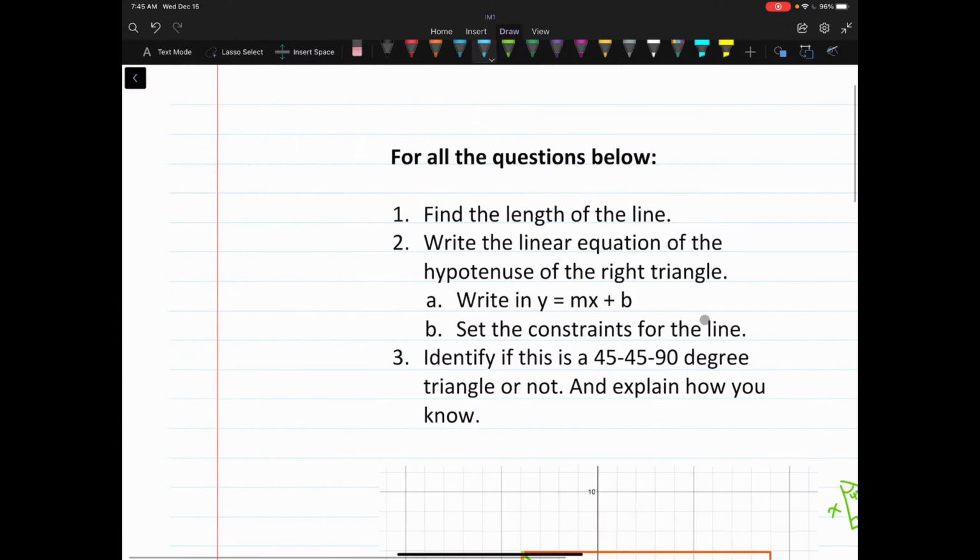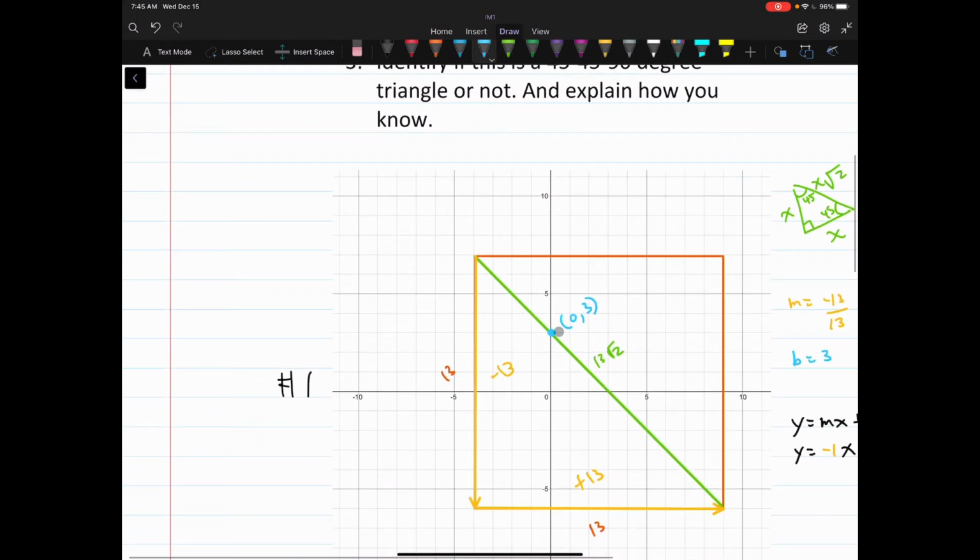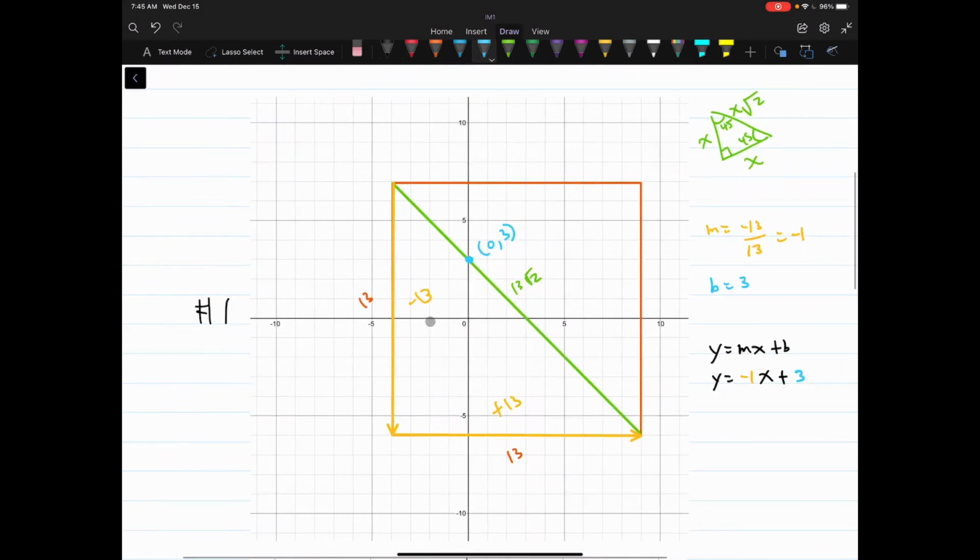So now what we're going to do is set the constraints for the line. As you can see, it goes greater than negative 4, but less than 9. Greater than negative 4, but less than 9. So that is the constraints for this line.